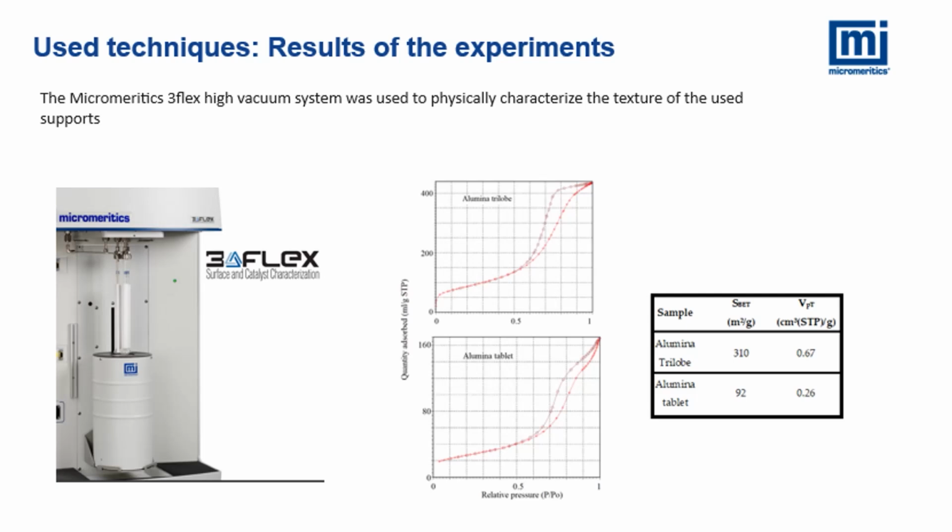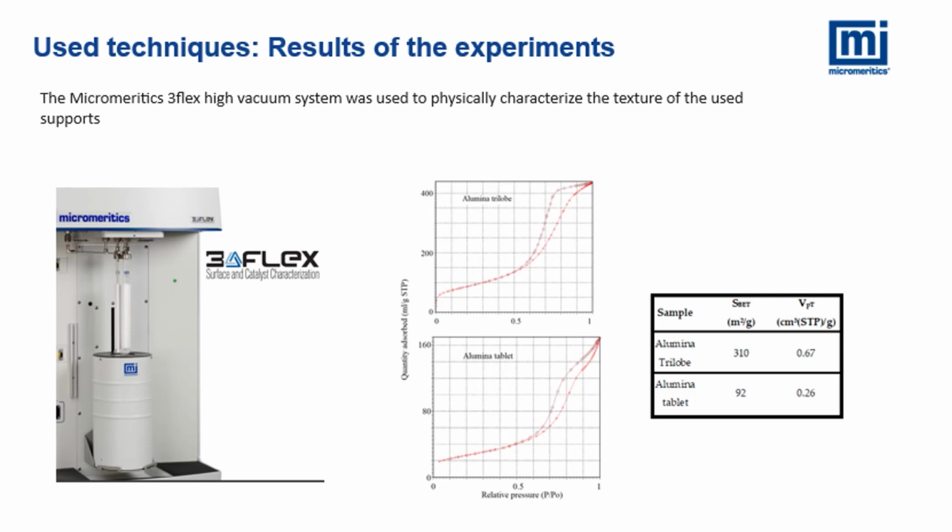The first thing that we, as I said, do is characterize the texture of the solid. In this case, we use a Micromeritics ASAP. It's a high vacuum system, so we can use 3 samples at the same time. From it, we can collect the amount of nitrogen being consumed as a function of the relative pressure. As you can see, we have the adsorption isotherm, and we can show that we have 2 supports in this case.